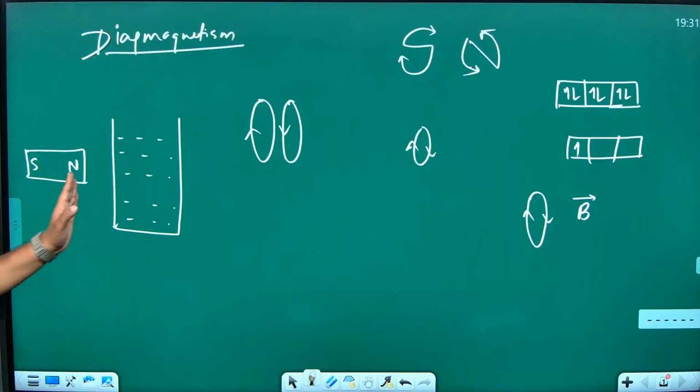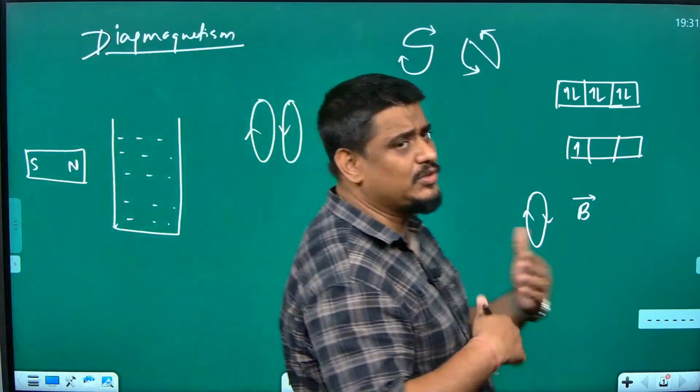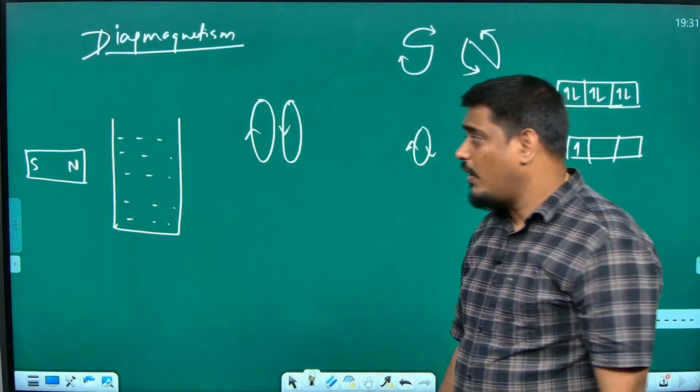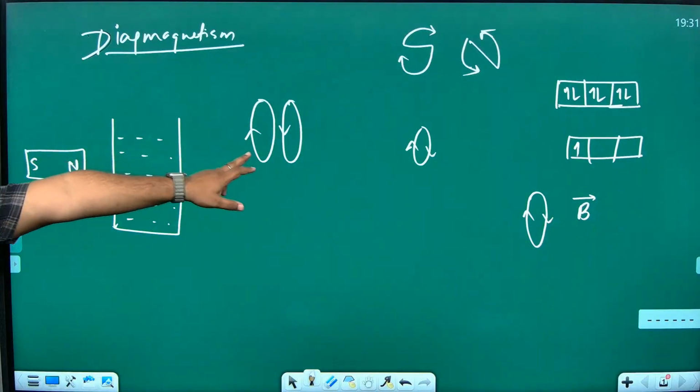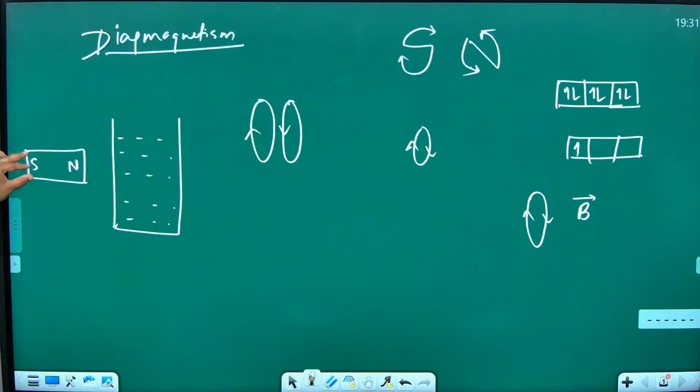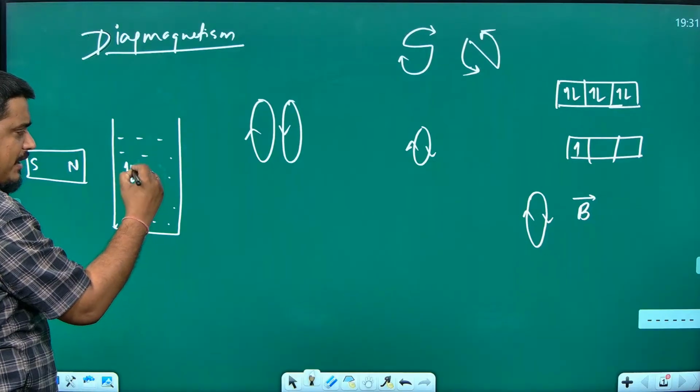Either the north pole is towards the test tube or the south pole is towards the test tube, whatever it may be, whether north is towards or south is towards, it never matters. What matters is what happens to these paired electrons when the magnet is coming near to it. I am talking about the paired electrons.